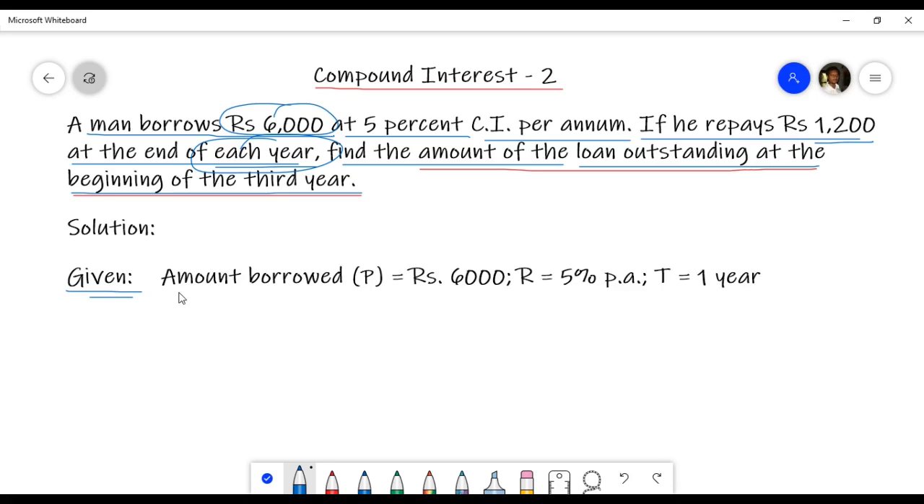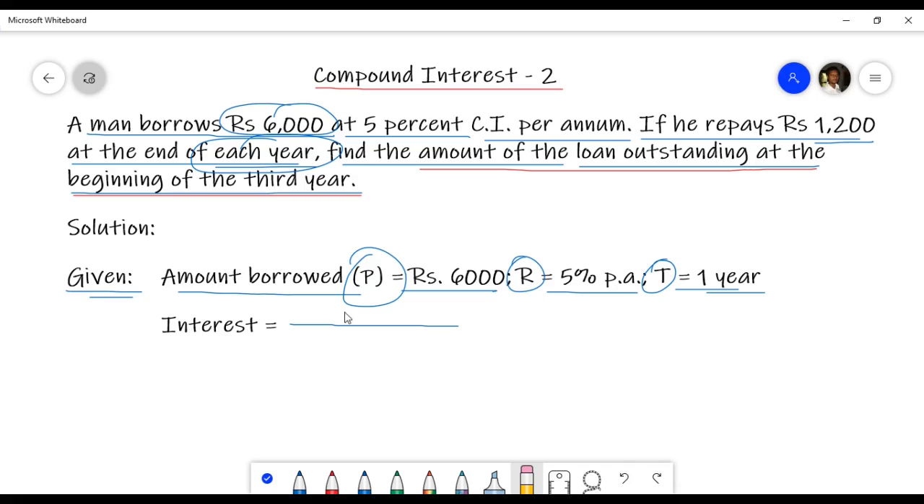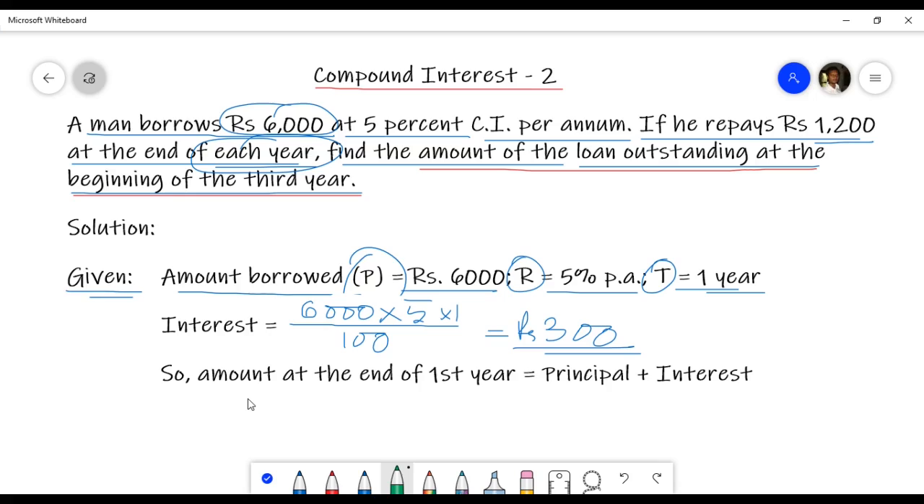What is given? Amount borrowed. So that amount borrowed, let us take it as the principal, rupees 6,000. Rate is 5% per annum and time is 1 year for each year. Let's find interest using the formula PTR by 100 or PRT by 100. We'll replace the values. After replacing and calculating principal into rate into time by 100, we will get the interest as rupees 300.